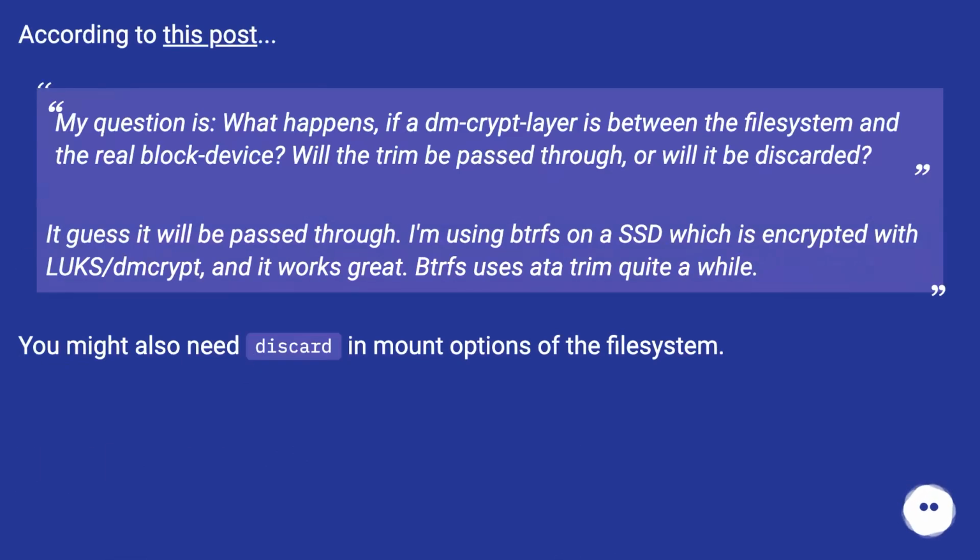According to this post, my question is, what happens if a Dm-Crypt layer is between the file system and the real block device? Will the trim be passed through, or will it be discarded? I'd guess it will be passed through. I'm using BTRFS on an SSD which is encrypted with LUKS dm-crypt, and it works great. BTRFS uses trim quite a while. You might also need discard in the mount options of the file system.